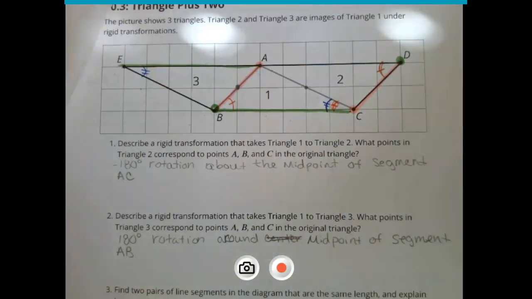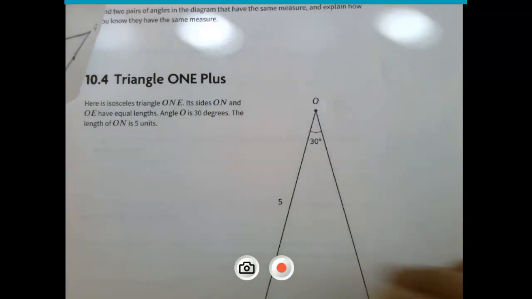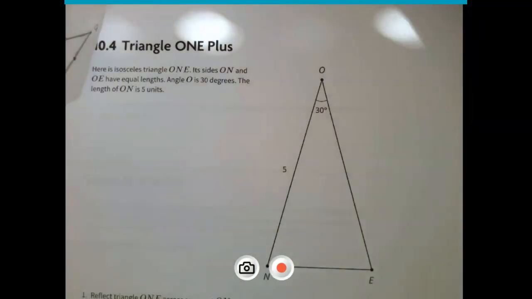Okay, so that is the end of this activity. So if you would make your corrections in your paper or your book if you need to, and then we're going to go on to activity 10.4. Okay, we'll go to activity 10.4.